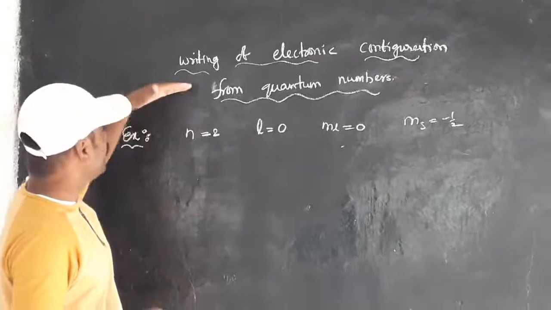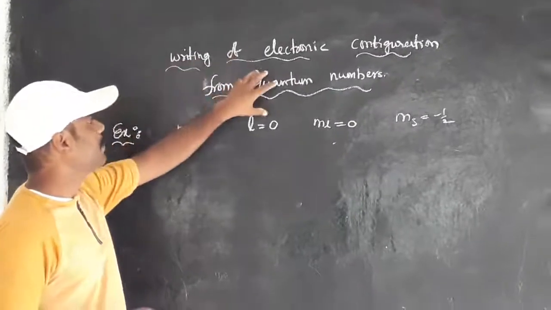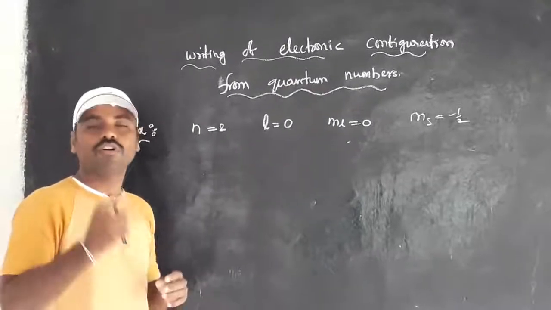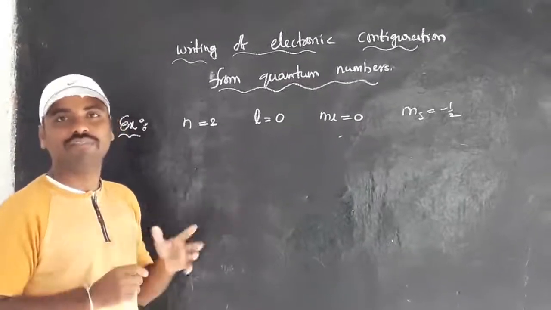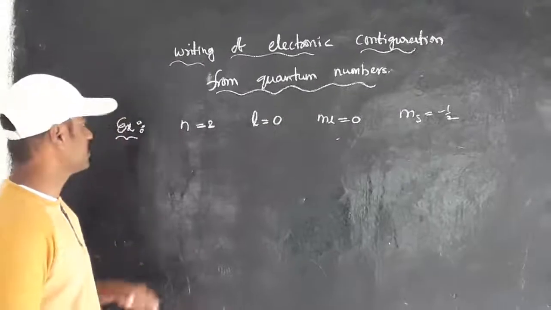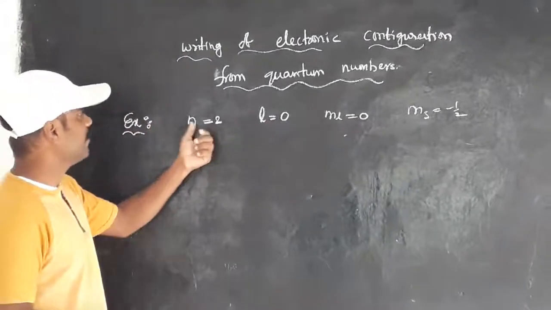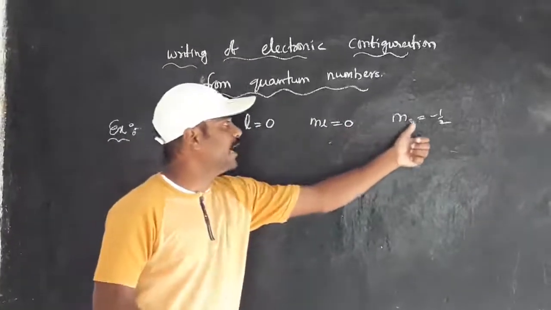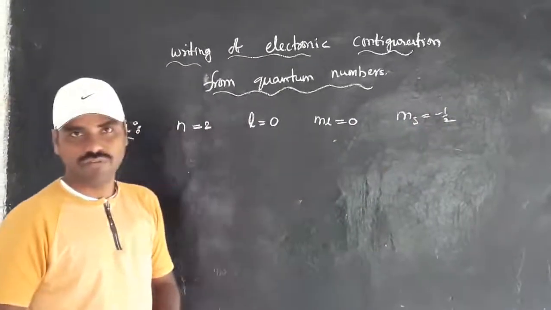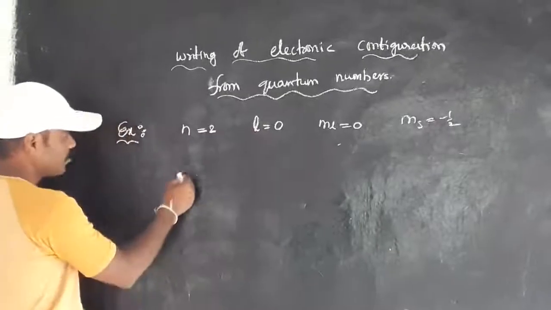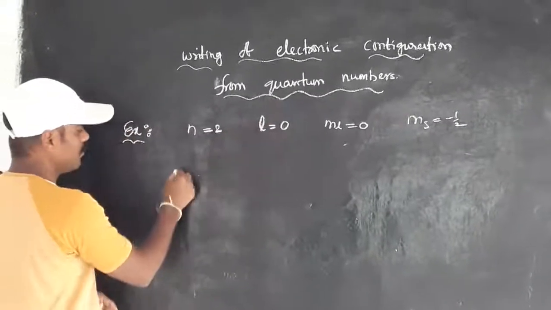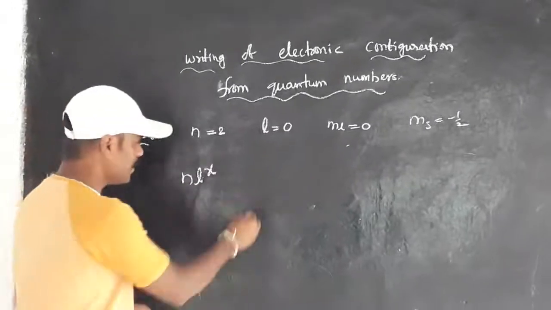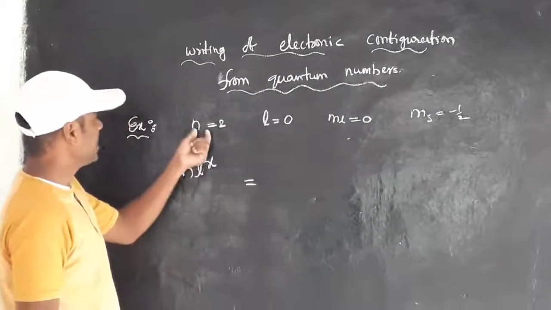Then in this concept, if we have particular quantum numbers, how do we write the configuration based on them? For example, here I take n value as 2, L value as 0, ml value as 0, and ms value as minus 1/2, right? Then to write the configuration based on these quantum numbers, we take the help of the n+l principle. Then see the condition. Here the n value is there.